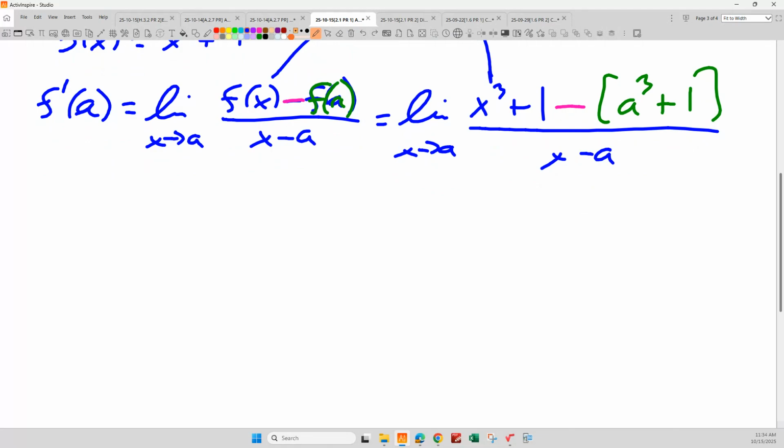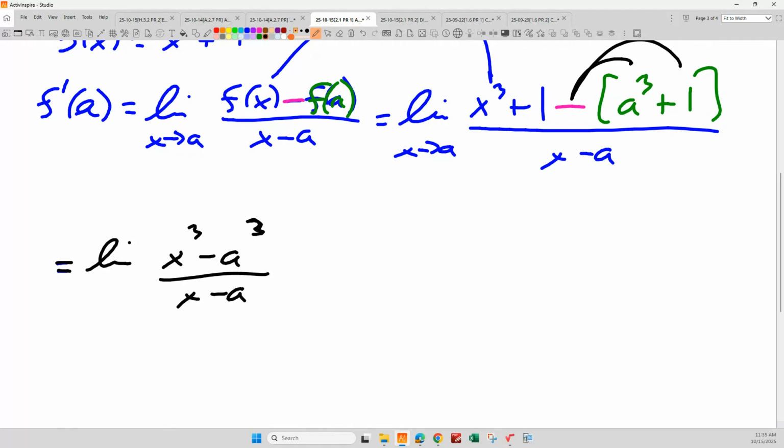Okay, so we distribute the negative 1. Okay, so then this is going to become the limit of, if I distribute this, everybody agree the 1s are just going to cancel? Yeah. I'm going to get the limit of x cubed minus a cubed over x minus a as x approaches a.